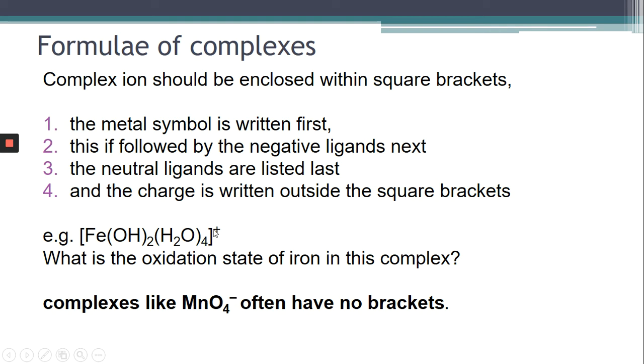This positive charge is important, because it asks you to work out the oxidation state. We know that Fe plus 2 times -1 for the OH plus 4 times 0 for the water gives us plus 1 overall. So Fe plus 2 minus plus 0 equals 1 positive. That would mean if I put my iron on its own, the oxidation state or the oxidation number is going to be 3 positive.